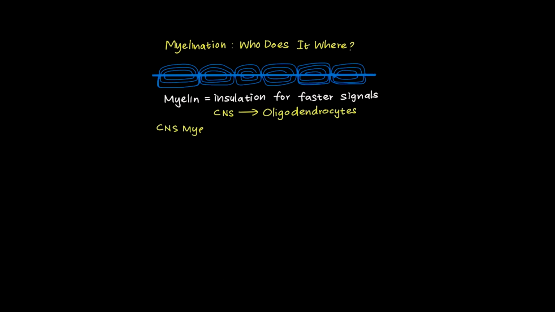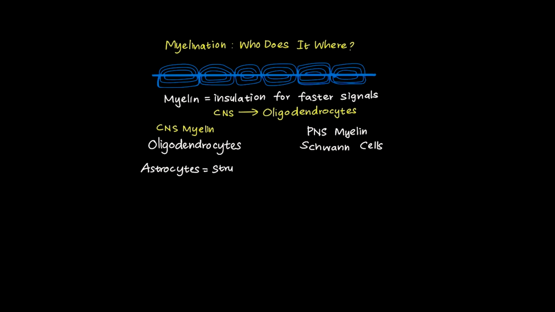Schwann cells do the same job, but only in the peripheral nervous system, outside the brain and spinal cord. That's the key distinction the exam loves to test. Astrocytes provide structural support and help maintain the blood-brain barrier, but they don't make myelin. Microglia are the immune cells of the CNS. They perform phagocytosis to clean up pathogens and debris. Neither of those has anything to do with myelination.